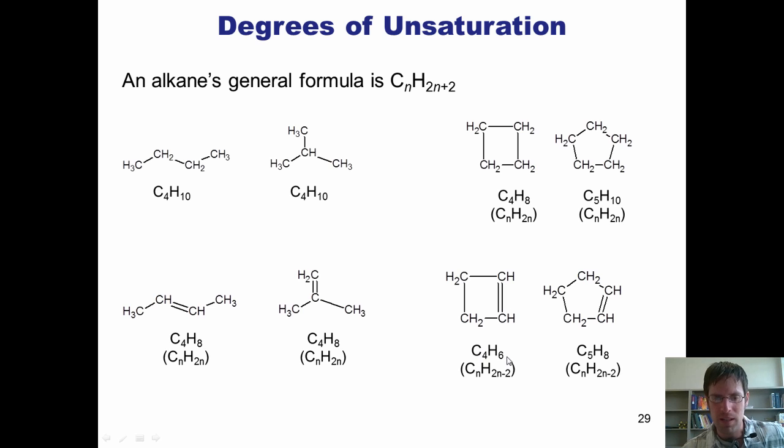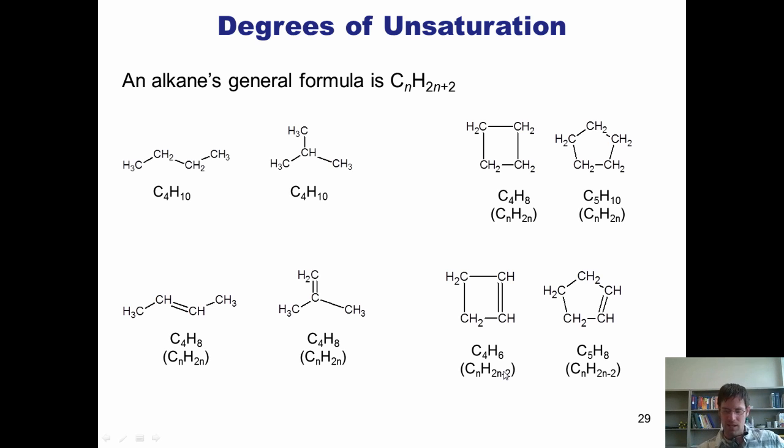What's the overall formula here? It's C4H6. So you can see I've gone from the general formula for an alkane, and I've not only lost these 2 hydrogens, but I've lost even 2 more. This compound's general formula is CnH2n minus 2.